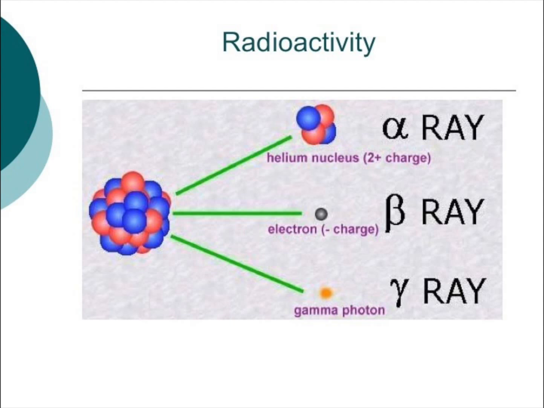Some isotopes are radioactive, so they decay by the emission of a particle. The 3 types of particles are alpha rays, which are actually a nucleus of a helium, a beta ray, which is actually an electron, or a gamma ray, which is a high energy photon. So when a radioactive isotope decays, it emits a particle, one of these 3 typically, and has a little change in its properties.